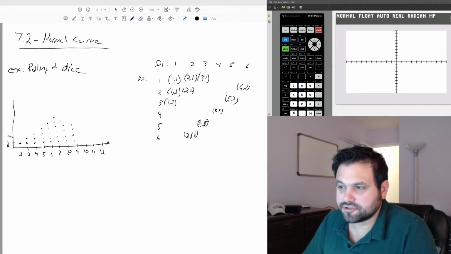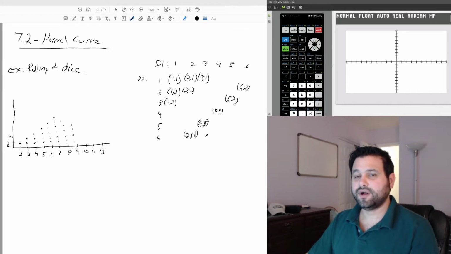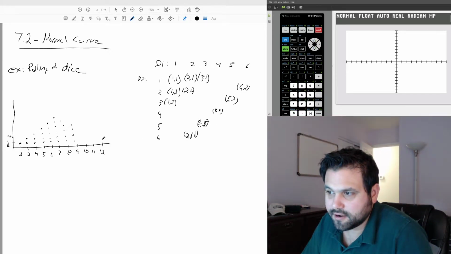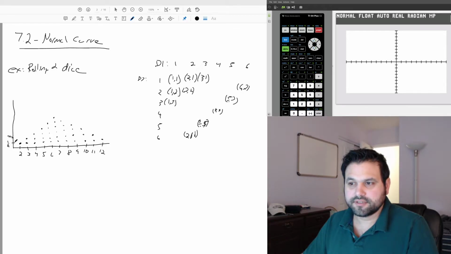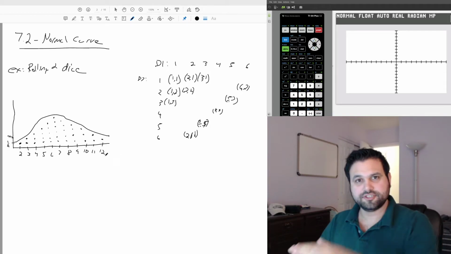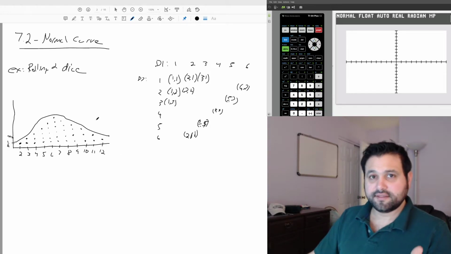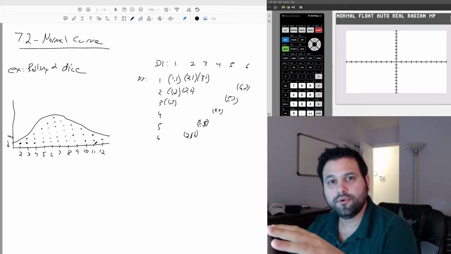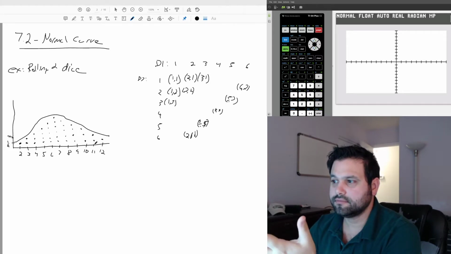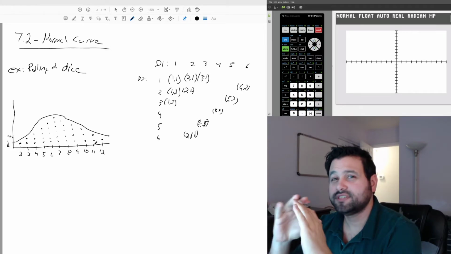Now as I get closer and closer to 12, how many different ways can I make a 12? Only 6 and 6. There's only one possibility there, right? And so we have this thing that kind of creates what we would consider a normal looking curve, a normal distribution, okay? I understand that it's a discrete probability, but it's a good way to show that shape and how it is created in almost everything.